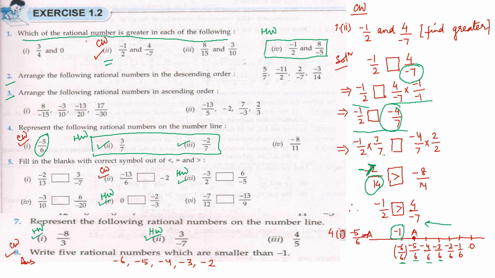Question number 8. Write 5 rational numbers which are smaller than minus 1. Smaller means should be on the left hand side of the minus 1. This is my minus 1. So it is minus 2, minus 3, minus 4 and so on. So any 5 rational numbers you can write as minus 6, minus 5, minus 4, minus 3 and minus 2.